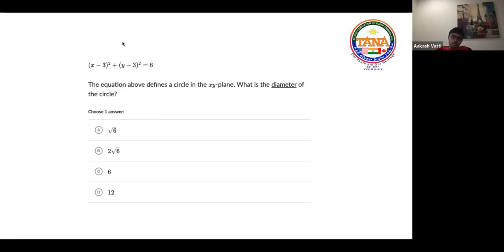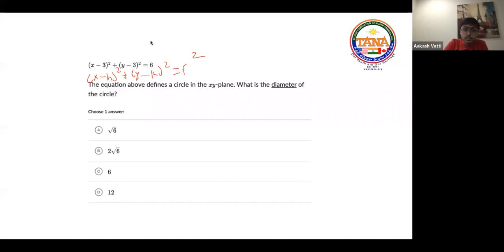All right, so for this one, a lot of people got this wrong. I'm guessing due to multiple reasons: not reading the question right, and just forgetting the formula. So remember, the formula for the standard form of a circle is (x minus h) squared plus (y minus k) squared is equivalent to r squared.